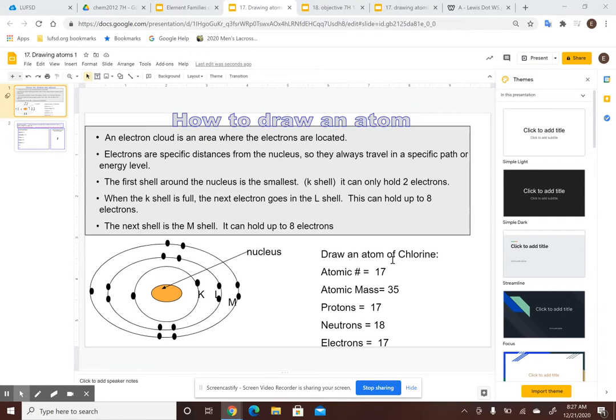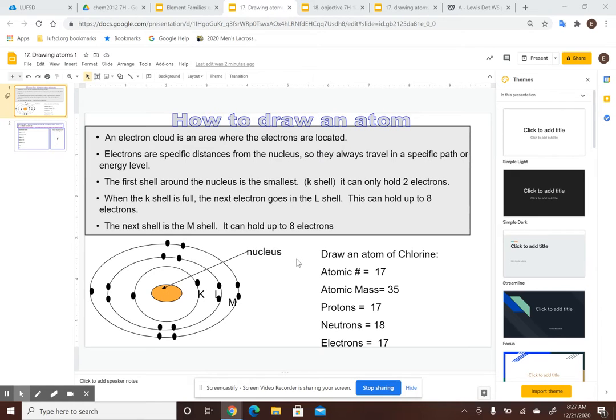Hi, I'd like to take a minute to just review drawing an atom with you. Last week we talked about how to draw an atom, and we said that an electron cloud is the area where the electrons are located. Electrons are specific distances from the nucleus, so they always travel in a specific path or energy level, and that is what these rings are going around the nucleus.